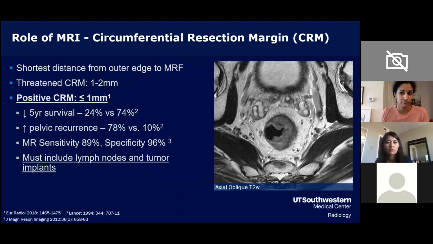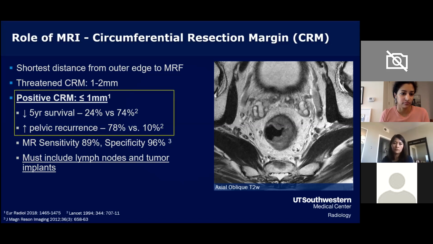Now, an important distinction here is you must specify if the CRM is positive based on the primary tumor extent or based on lymph nodes in the mesorectal fat or tumor implants that may be separate from the bulk of the tumor actually within the mesorectal fat. And it's been shown that if the CRM is positive because of the primary tumor being that close to the mesorectal fascia, that's a poorer prognosis than if it's a lymph node that's close to the mesorectal fascia causing the positive CRM.